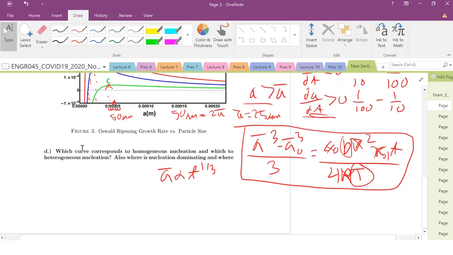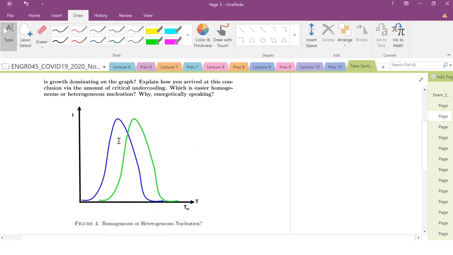So, last part of this question: which curve corresponds to homogeneous nucleation? Which corresponds to heterogeneous nucleation? Also, where is nucleation dominating and where is growth dominating on the graph? Explain how you arrived at this conclusion via the critical amount of undercooling. Which is easier, homogeneous or heterogeneous nucleation? Why, energetically speaking? We can answer that right now.